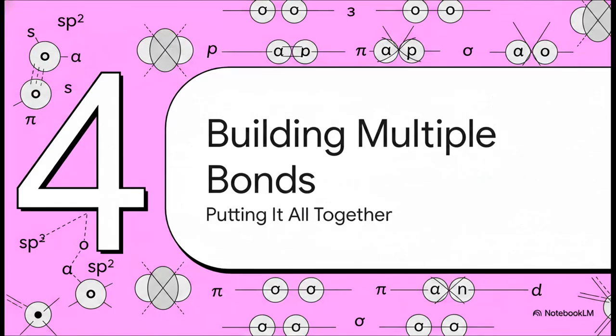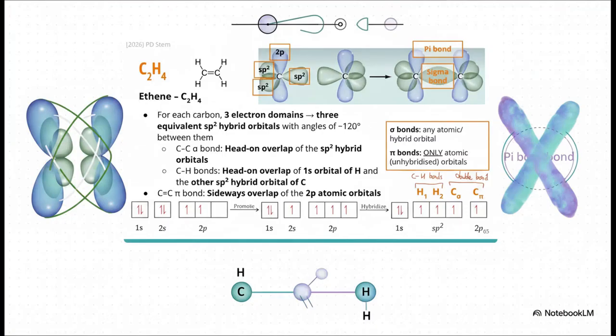All right, let's put it all together. Let's combine sigma and pi bonds and see exactly how they build the multiple bonds we see in so many molecules. So let's take a look at ethane, C2H4. Each carbon atom here is sp2 hybridized, which, as we know, gives it that trigonal planar shape. Now these sp2 orbitals form the sigma bond framework. That's 1 carbon-carbon sigma bond and 4 carbon-hydrogen sigma bonds.